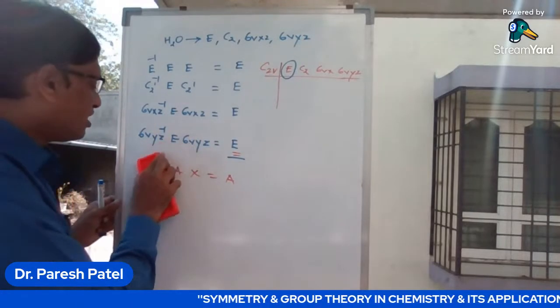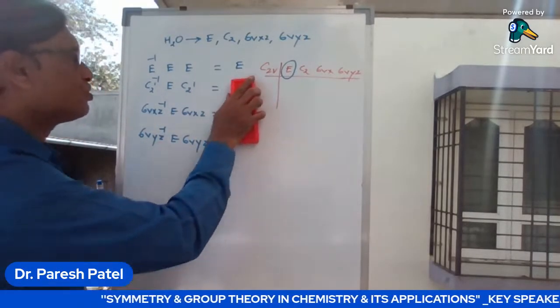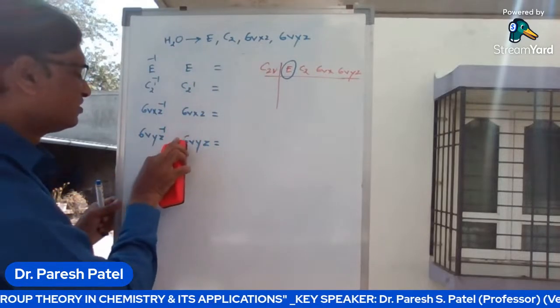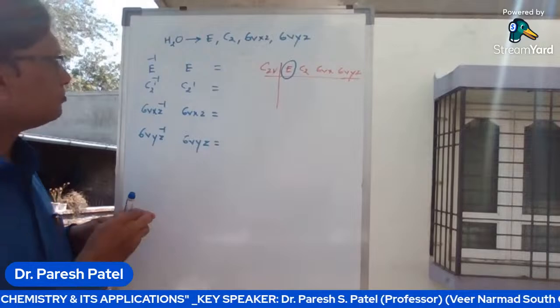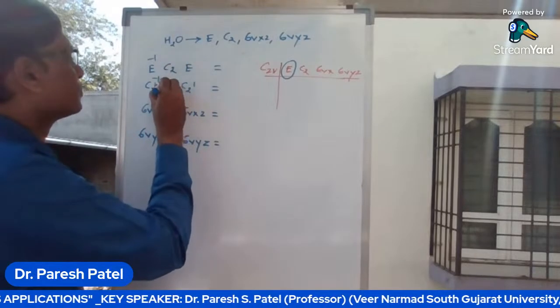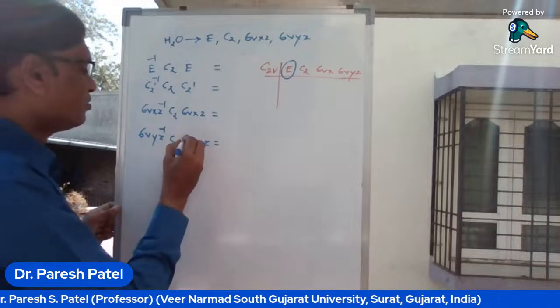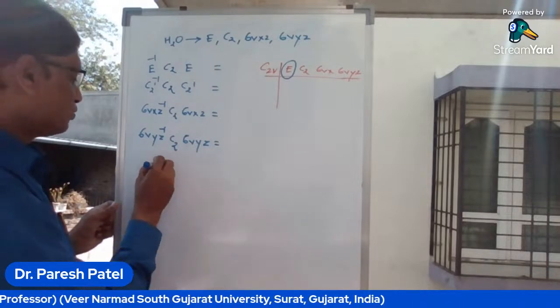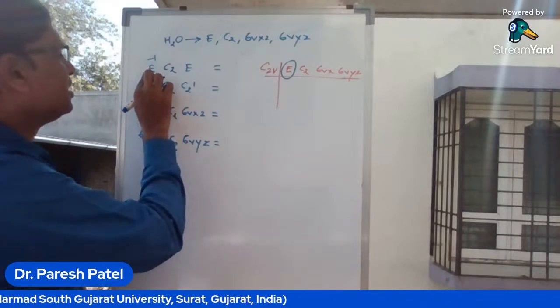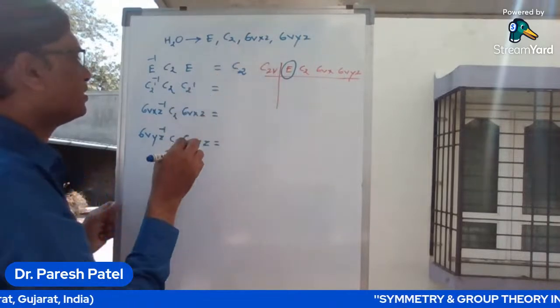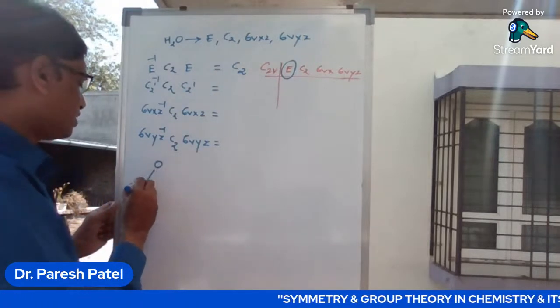Now the next symmetry element is the C2. So if we go for the C2, C2, C2, and C2, let us see what will be the result. If we operate first E inverse, C2, E, the answer will be the C2. Now next one, C2 inverse.